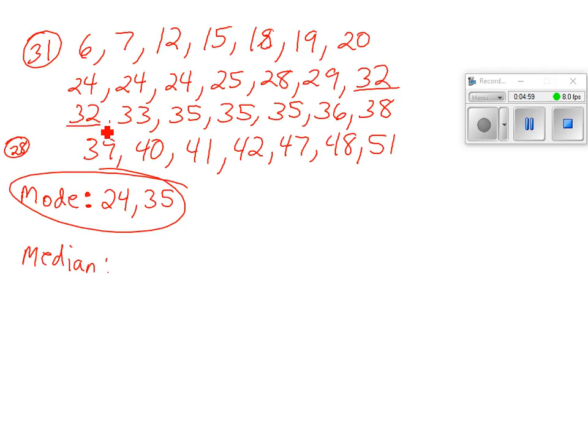There is no exact middle number, so we add those two together and divide by 2, but it's nice when they're both 32, because if you add them and divide by 2, what do you get? 32. So that's the median.